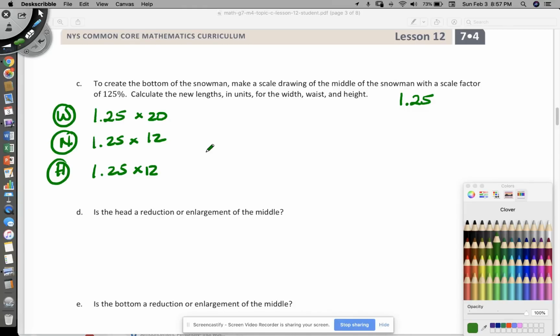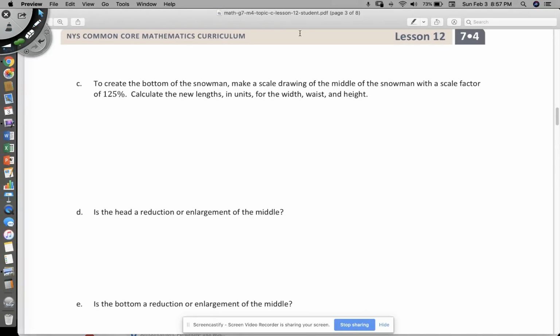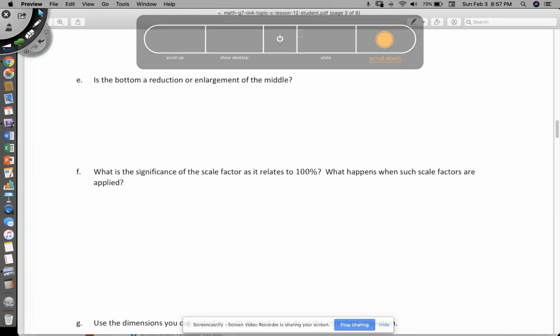Okay, is the head a reduction or an enlargement of the middle? Well, we already know that the head is going to be a reduction of the original. And how do we know? A reduction by 75%. The 75% was less than 100, so that makes it a reduction. I'm going to move this up real quick.